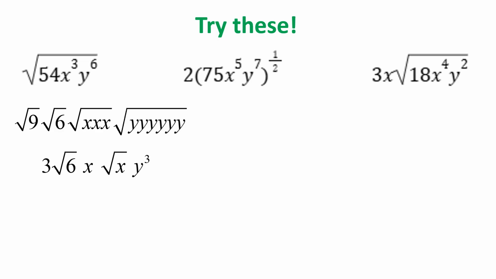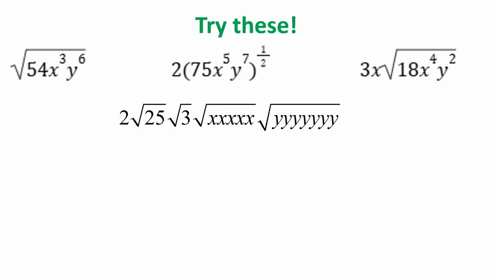And my y's, I have 3 groups of y's, so I can take that out as y to the third. I'm going to rearrange this and put the radical together. So I have 3x y to the third times the square root of 6x. Let's take a look at the next one.